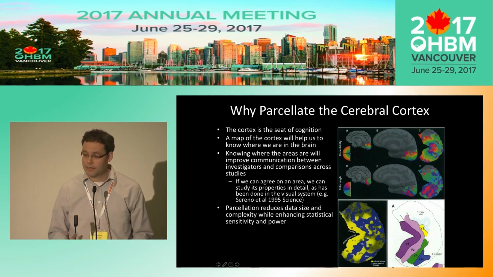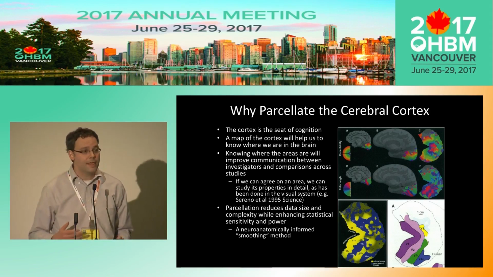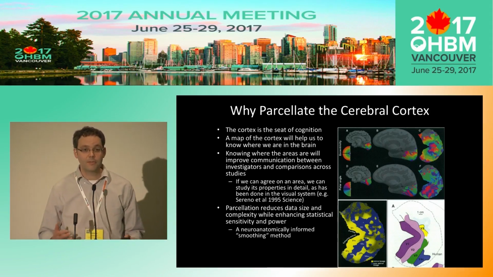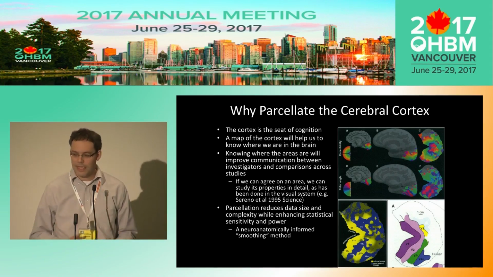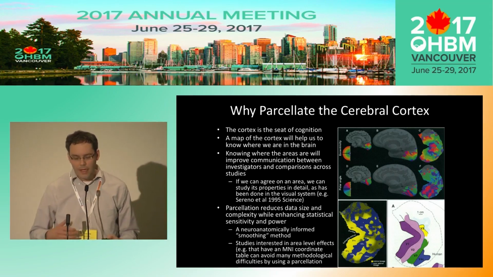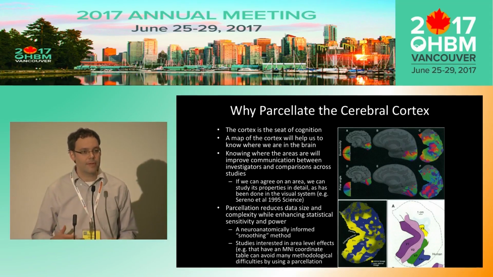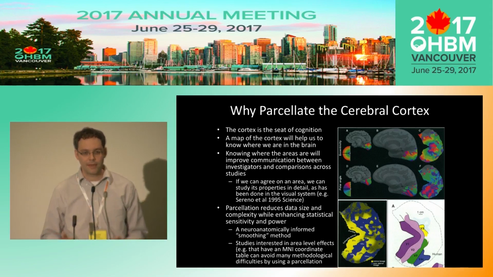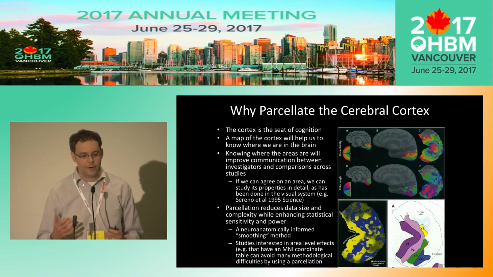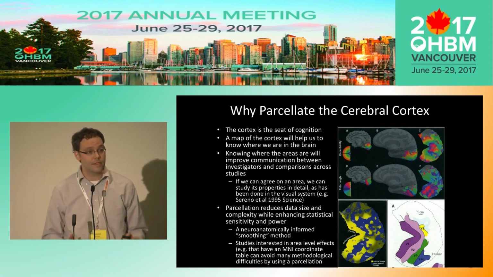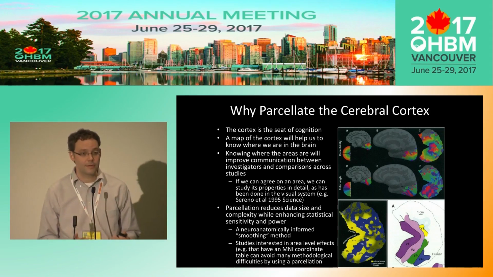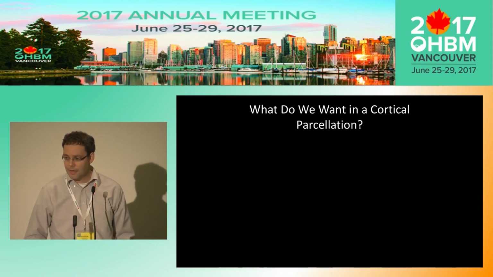So parcellation is often useful when you want to reduce the data size and complexity of complicated neuroimaging data while enhancing your statistical sensitivity and power. You can think of it this way: there's a lot of smoothing in brain imaging, but if you're going to do smoothing, why not average within well-defined cortical areas? It's a neuroanatomically informed smoothing method. And for many types of studies that might put an MNI coordinate table somewhere in their results, if you parcellate the data first before, say, fitting a task GLM, and then just analyze the parcellated data, you'll have higher statistical sensitivity, you'll have better power because you're not doing as many statistical tests, and you actually have the areas already defined. So it's something to consider.